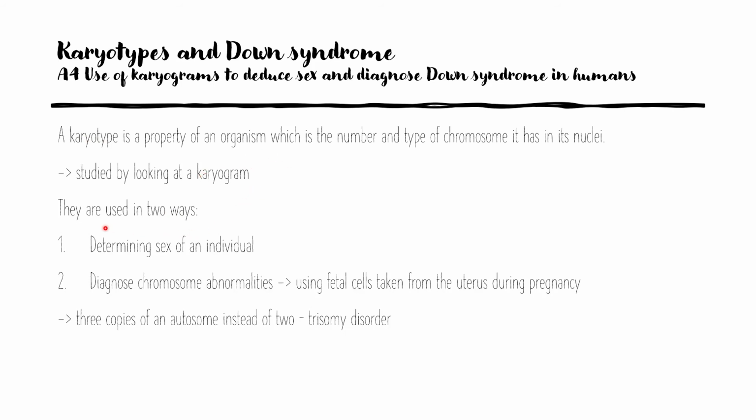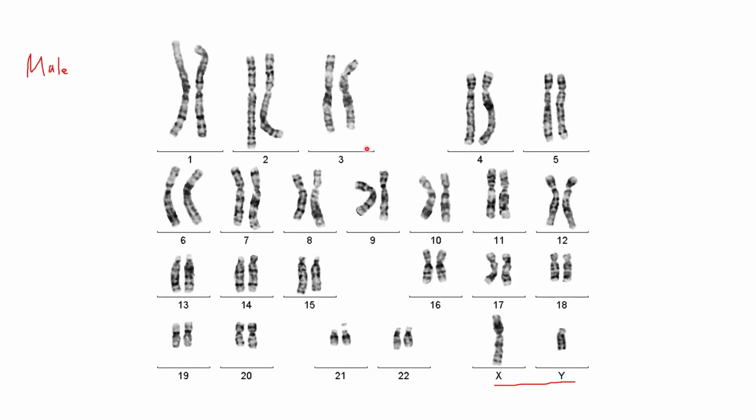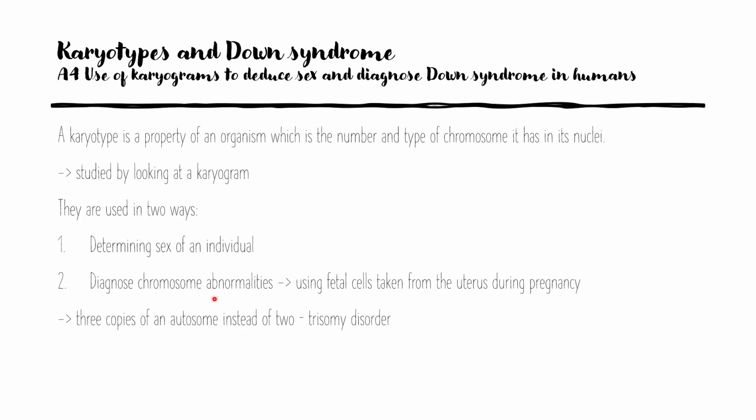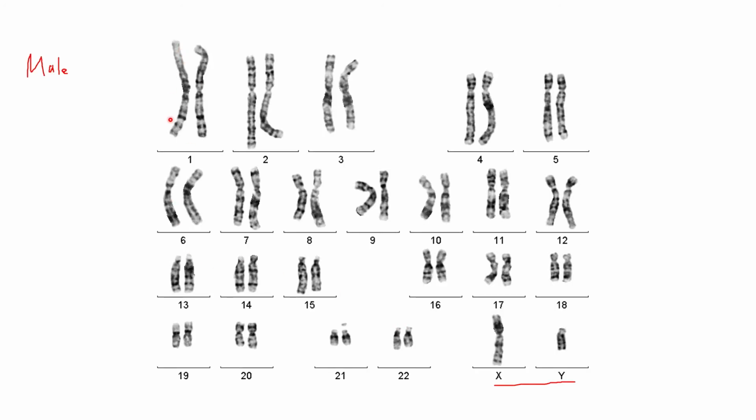There are two ways which we use a karyotype. The first way is to determine the sex of an individual, which we did right here. We just determined the sex of this individual by looking at their karyogram. We can also diagnose chromosome abnormalities, and we do this by using fetal cells taken from the uterus during pregnancy. An example of a chromosome abnormality is having 3 copies of an autosome instead of 2, and this is something we call a trisomy disorder. So if we go back here, we can see that every chromosome type has 2 copies, except our sex chromosomes, of course. So this individual does not have any chromosomal abnormalities in reference to trisomy disorders.